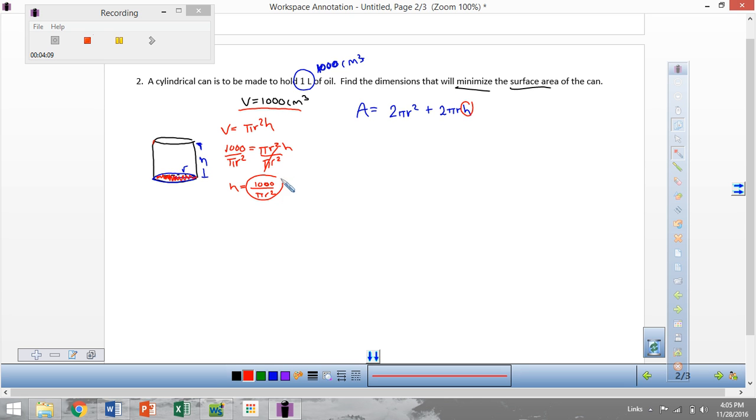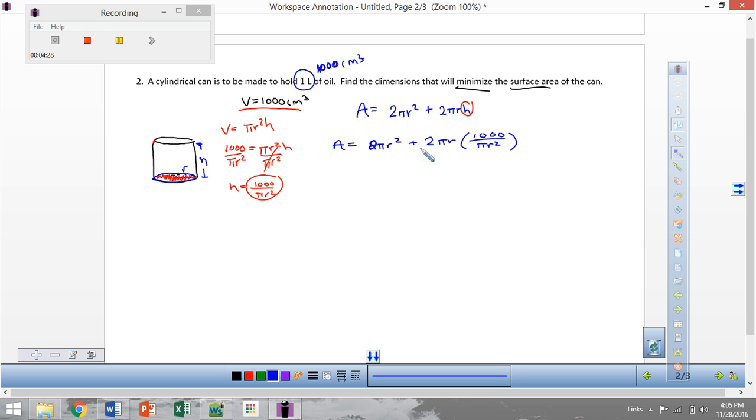And now I can take this and plug it in for h over here. And that's going to give me an area formula of 2 pi r squared plus 2 pi r times 1,000 divided by pi r squared.